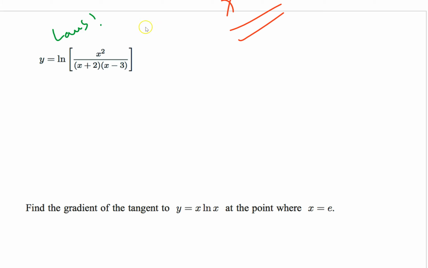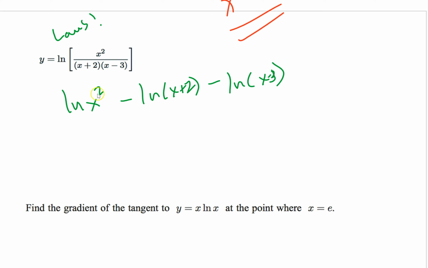Remember, top is addition, so natural log of x. Anything being divided is subtraction. Minus natural log of x plus 2, minus natural log of x minus 3, sorry. Look how much easier of a problem that is. It's because we know our natural log laws.